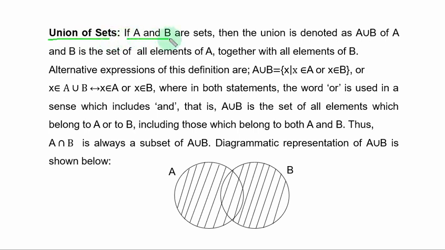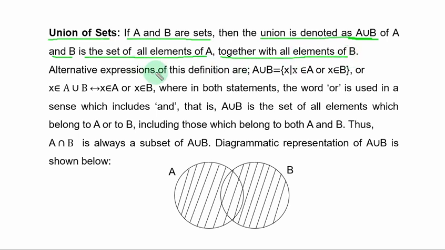If A and B are sets, then the union is denoted as this. That is, A union B of sets A and B is the set of all elements of A together with all elements of B. In other words, the combination of all the elements in set A and B, avoiding repetition.